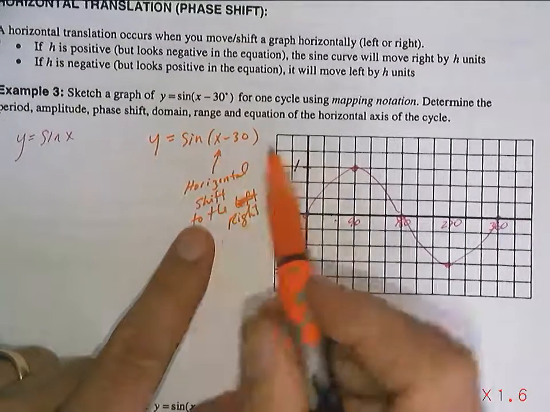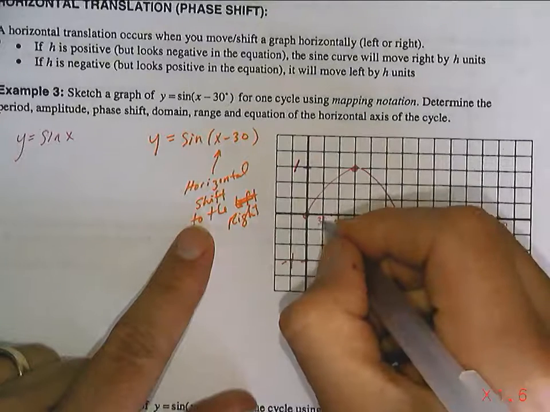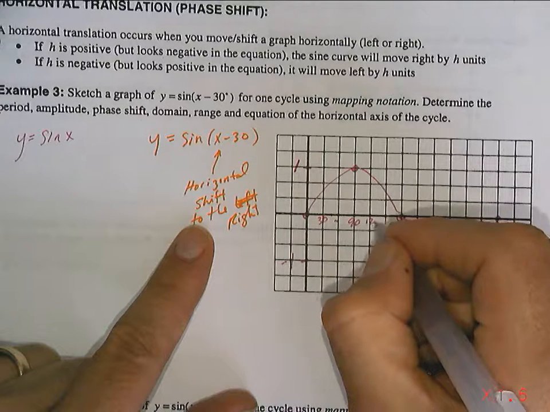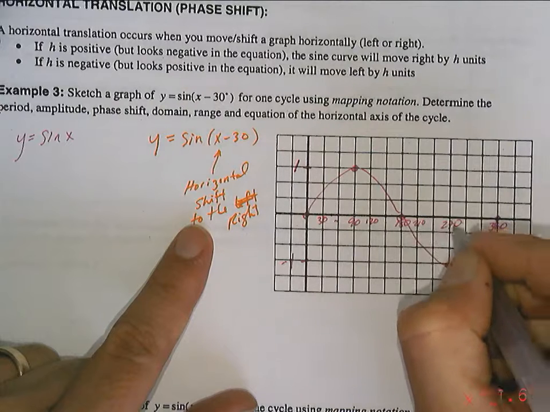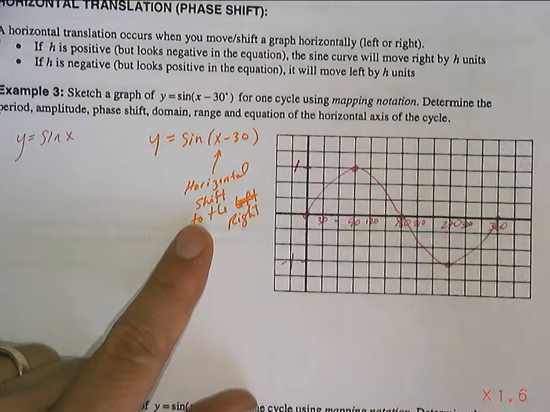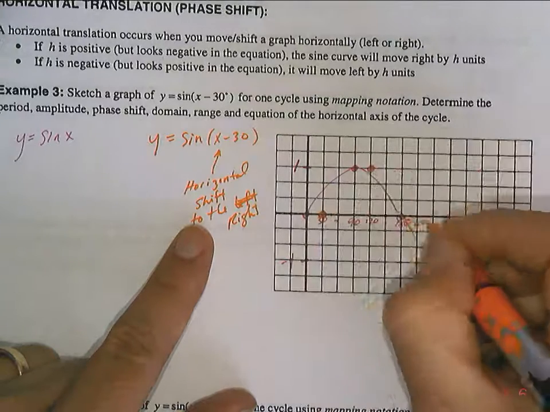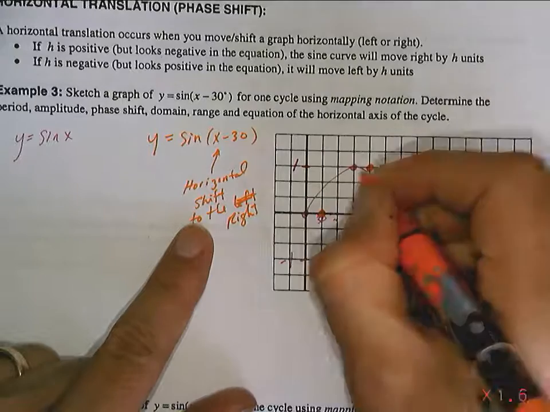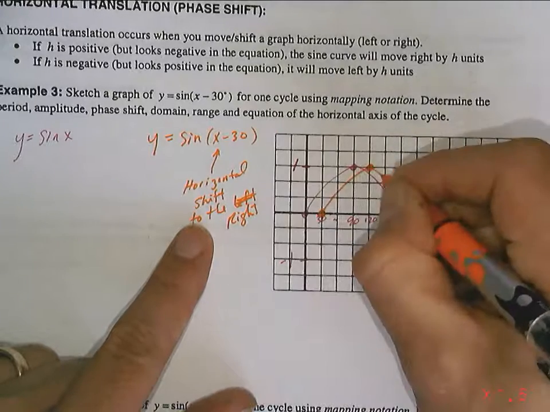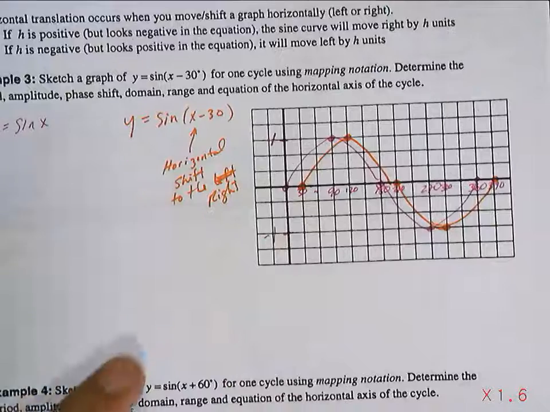So it's a horizontal shift to the right 30 degrees. So this will be 30 degrees here. This is 60 degrees. This is 90. This is 120 degrees. This is 150. This is 180. This is 210 degrees. This is 240, 270. This is 300 degrees. And this will be 390 degrees. So everything moves over 30 degrees. Boom, boom, boom, boom, boom. And you see your new curve has just been moved to the right 30 degrees.